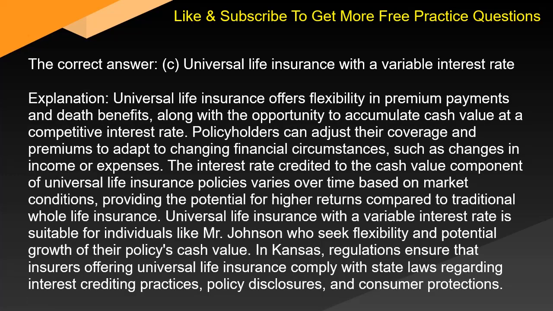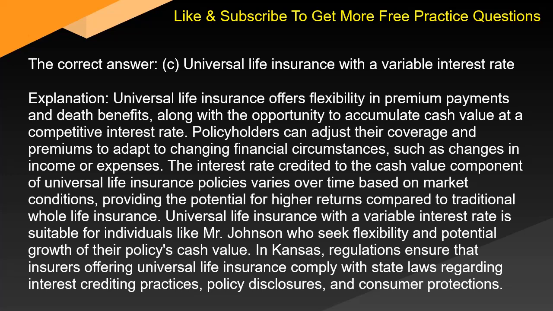The correct answer, C. Universal life insurance with a variable interest rate. Explanation. Universal life insurance offers flexibility in premium payments and death benefits, along with the opportunity to accumulate cash value at a competitive interest rate. Policyholders can adjust their coverage and premiums to adapt to changing financial circumstances, such as changes in income or expenses.